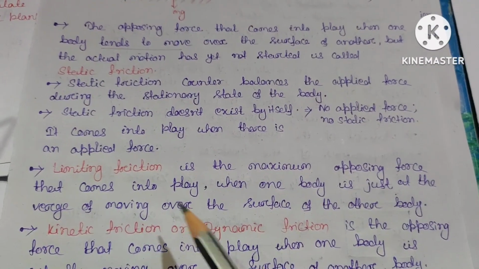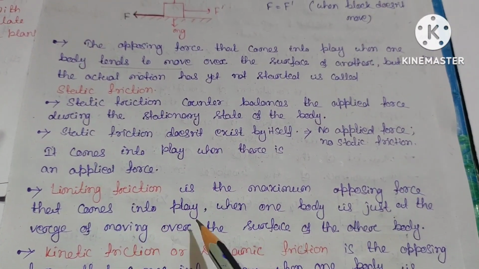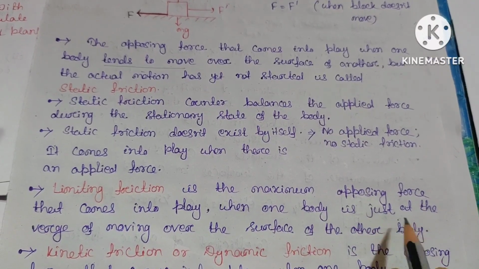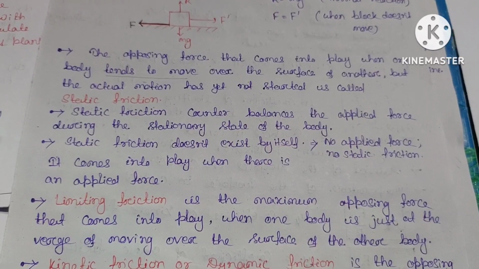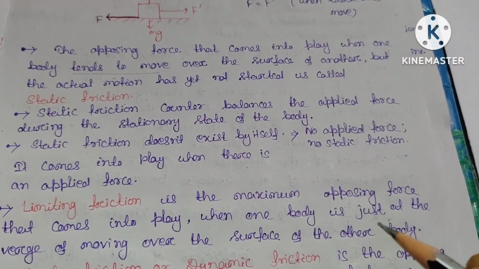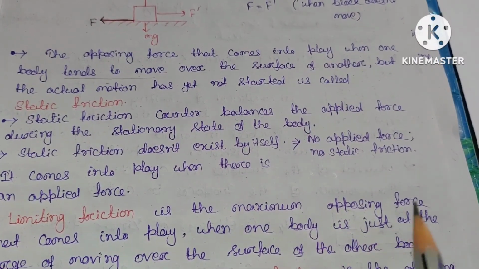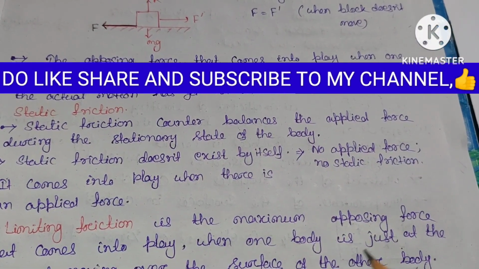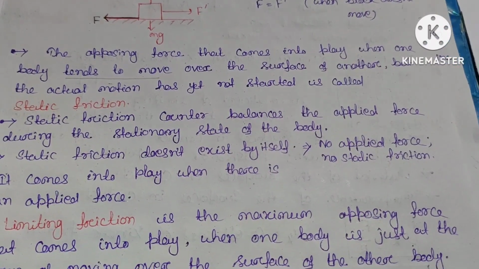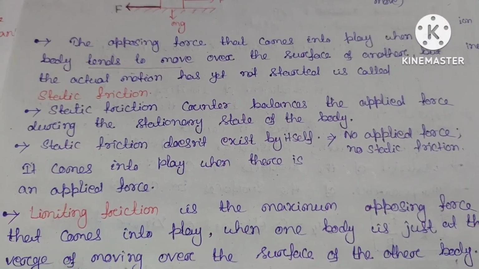So next comes the limiting friction. It is the maximum opposing force that comes into play when one body is just at the verge of moving over the surface of another body. It means as we increase the applied force, a stage comes when the body is just at the verge of moving over the other. So the static friction at this stage is obviously maximum. This maximum value of static friction is called the limiting friction.